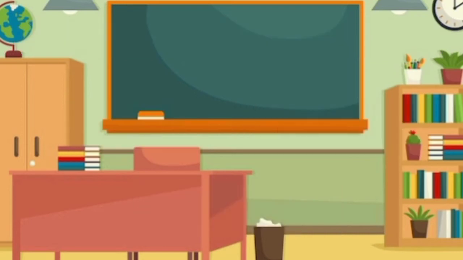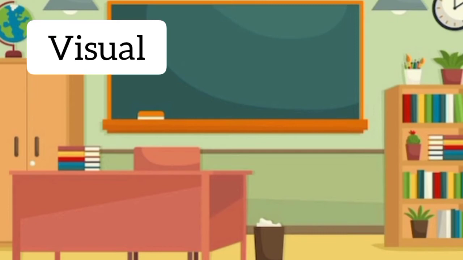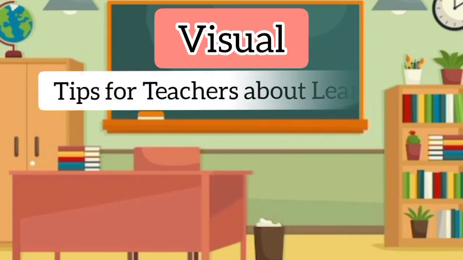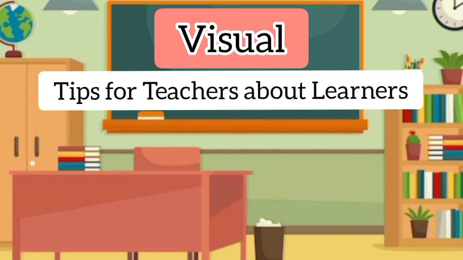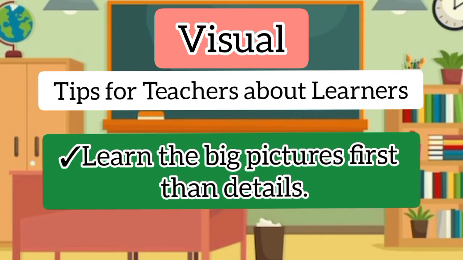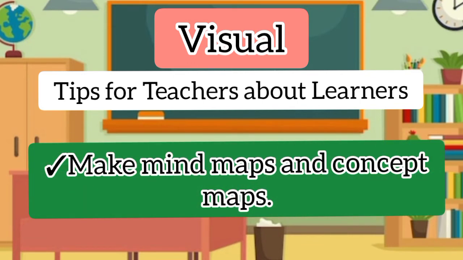Let us discuss first the visual style. When we say visual, the learner uses graphs, charts, and pictures, and tends to remember things that are written down. Here are the tips for teachers about these learners: turn notes into pictures, diagrams, and maps. Learn the big picture first, then details. Make mind maps and concept maps.